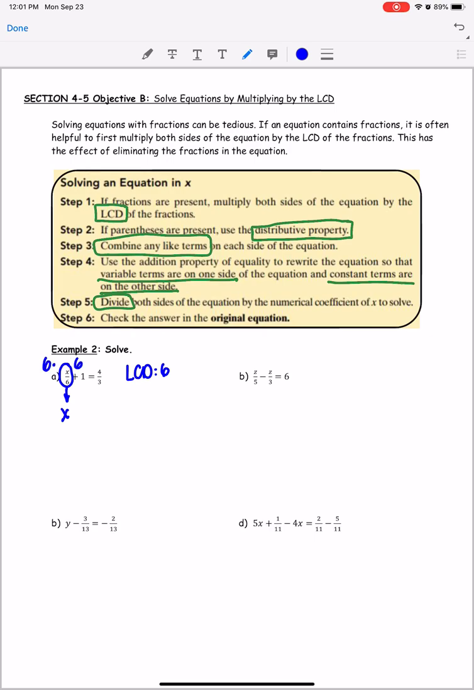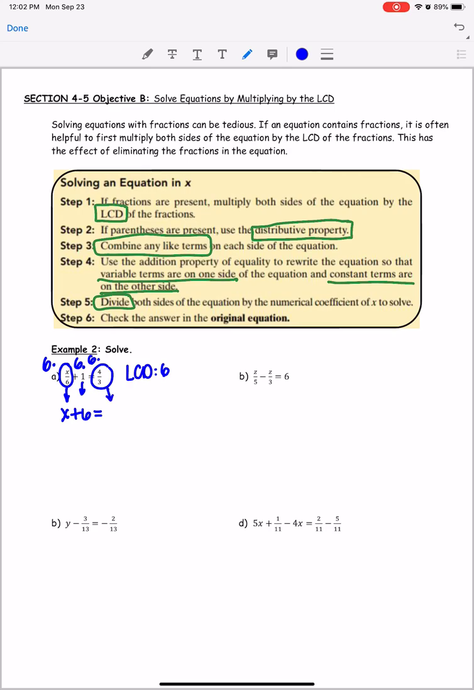Okay, times this one by 6. 6 times 1 gives me 6. And I'm bringing down that plus that's right there in the middle. And now I need to multiply this one also by 6.